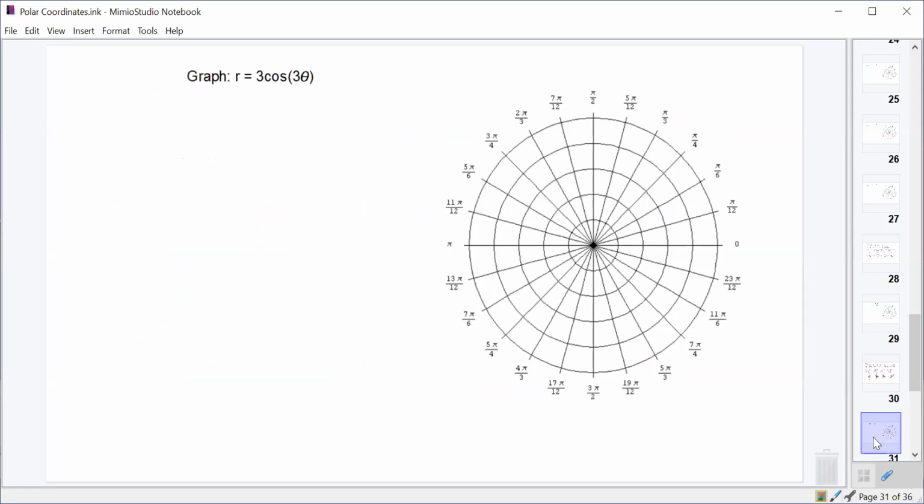So since this is a cosine one, we know that the first pedal should start at theta equals 0, because if theta equals 0, then the cosine of 3 theta is equal to 1, and we'll end up with an R value of 3. So that's our first pedal, it's going to be that far out. How many pedals are there going to be for this one?